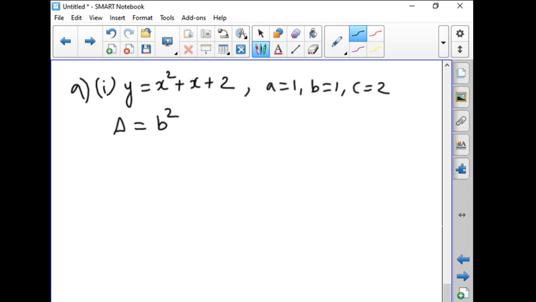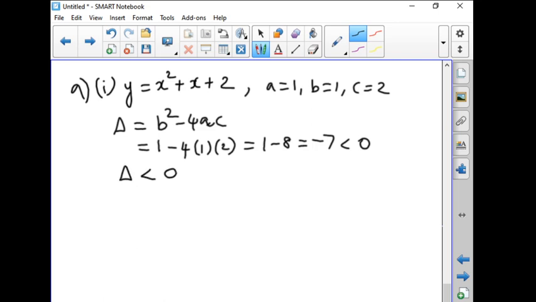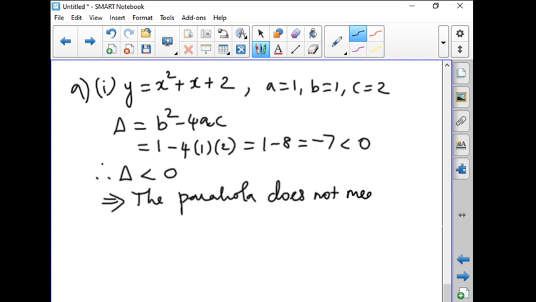Delta is equal to B square minus 4AC. 1 minus 4 into 1 into 2. So what's the answer? 1 minus 8 equal to minus 7, less than 0. If delta is less than 0, that implies the parabola does not meet x-axis. So this is the answer for your question. The parabola does not meet x-axis.